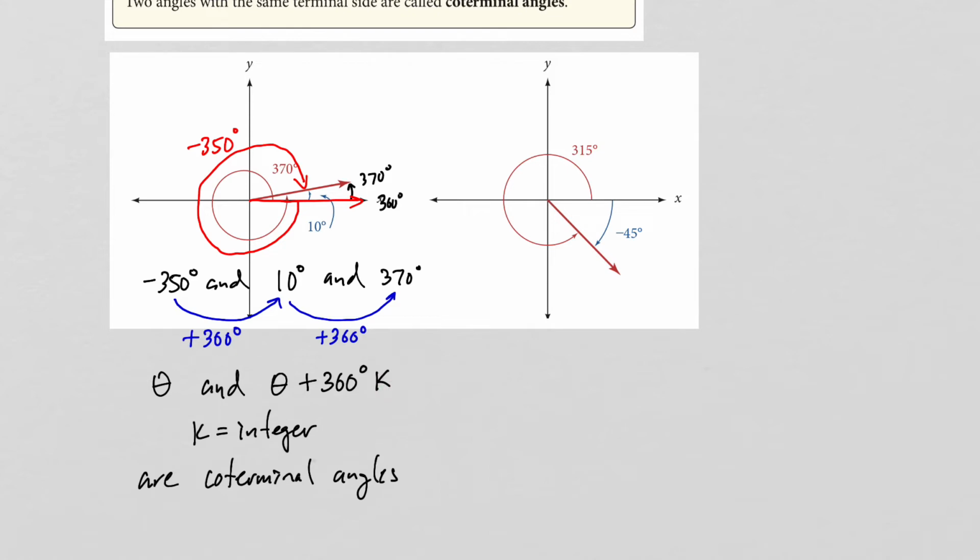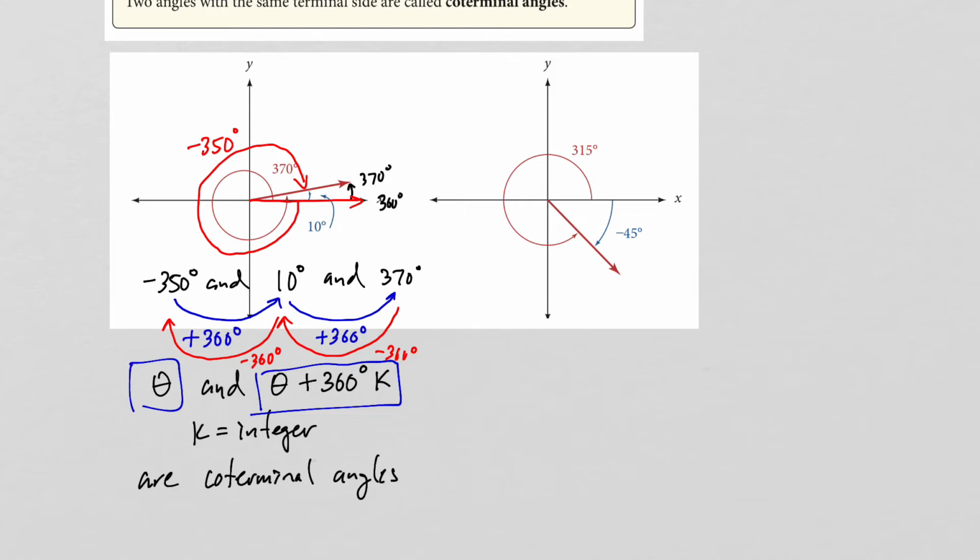So you can see just as easily, I hope, that to go from 370 degrees to 10 degrees, you would subtract 360. And to go from 10 degrees to negative 350 degrees, you would also subtract 360. So when you have an angle theta, adding or subtracting multiples of 360 degrees to that angle theta gives you a coterminal angle.